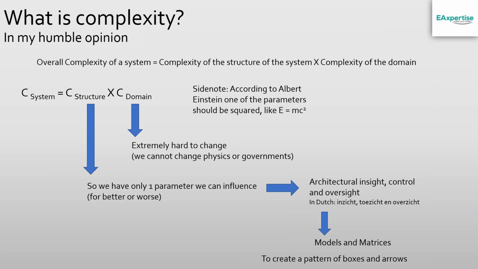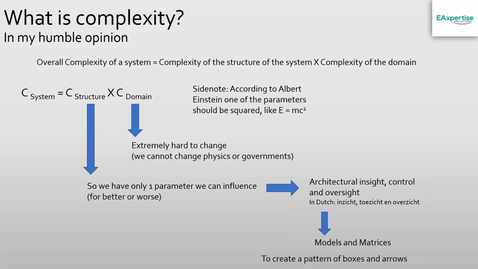So in this formula, we have only one parameter that we can influence, for better or for worse. If we define and design a better structure, then the C structure will be less, so the product of it will also become less. And that parameter is influenced by the architecture. Lousy architectures have a big C structure.